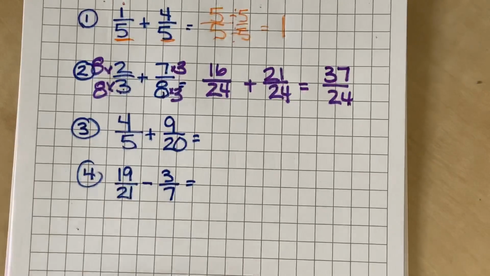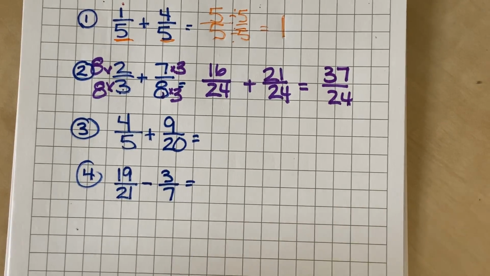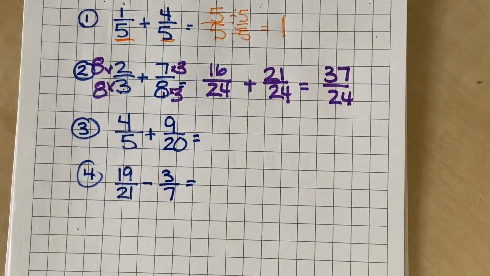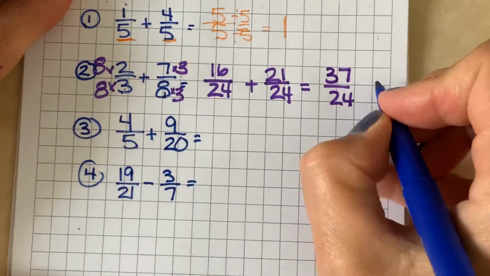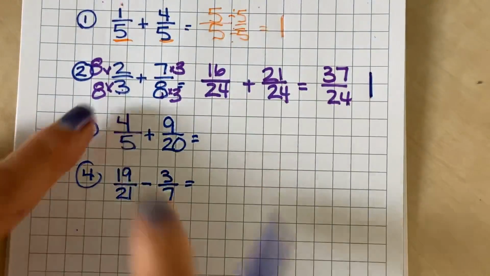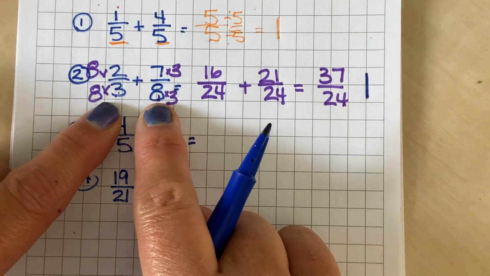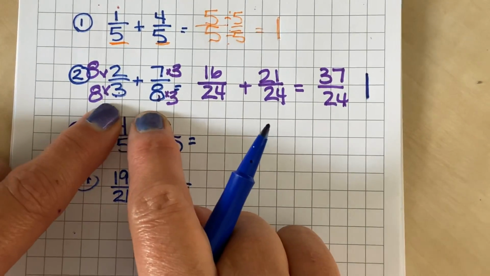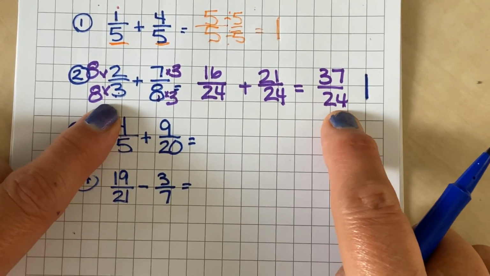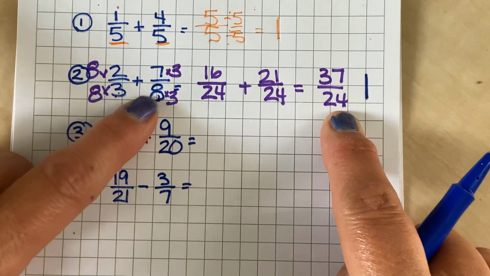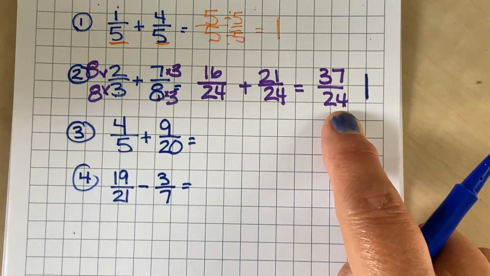Is that in lowest terms? No, it's improper. So I'm going to say how many 24s would fit into 37, which is 1. I can't get above 1 when that's a fraction and that's a fraction. If they're not improper fractions here, it can only go in one time because this is less than 1 and this is less than 1. I can't get something more than 2.